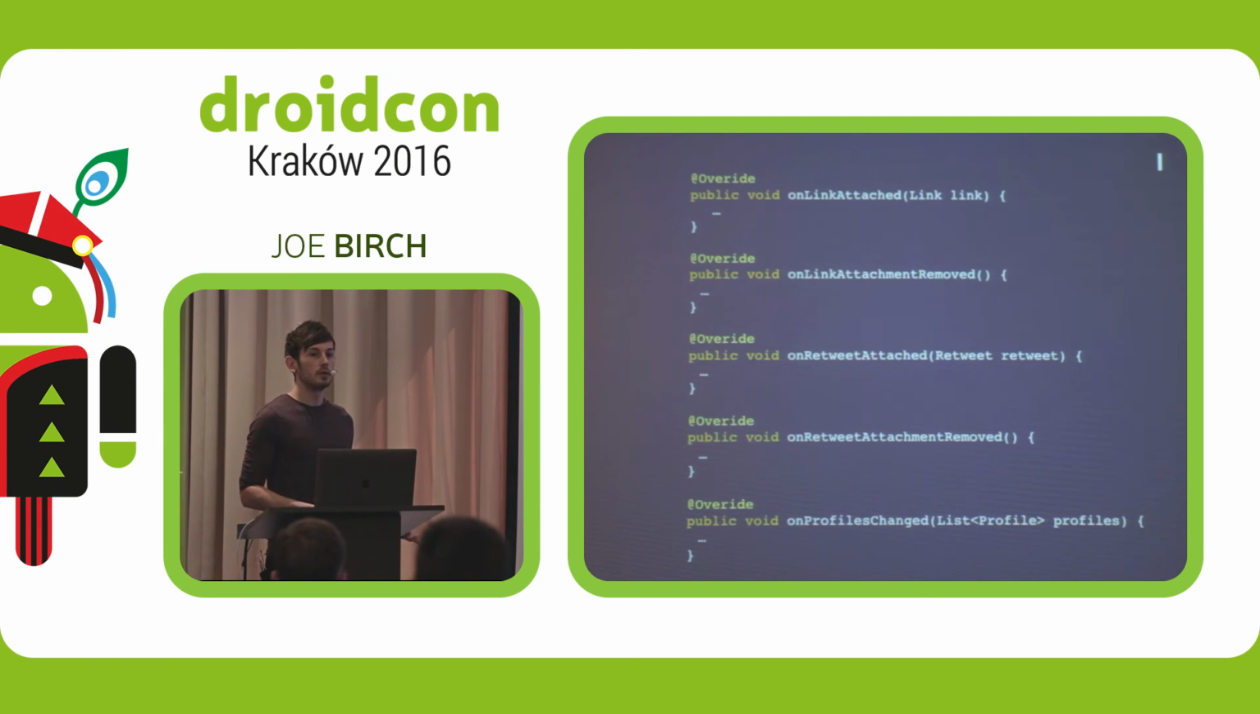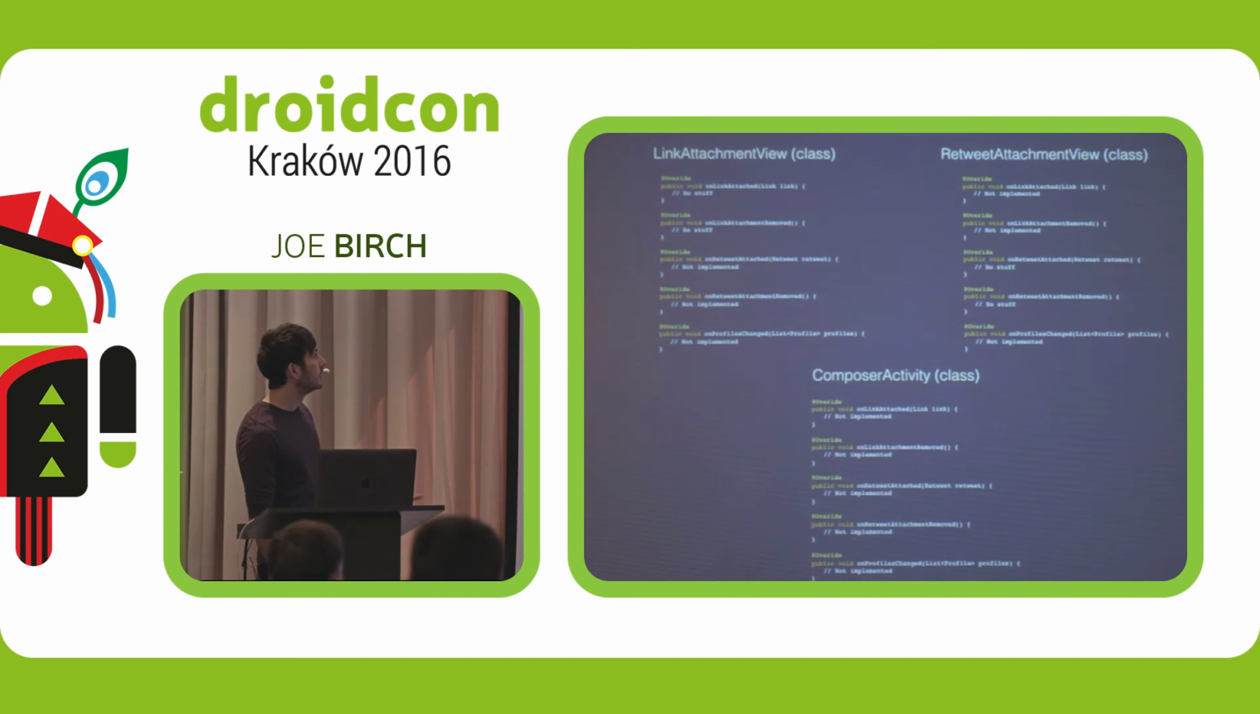And I'm sure we've all used interfaces from either libraries or something that does this, or even from the Android framework itself, where we have methods that we don't want to use. And if we have this in our class, then, for example, like I said, we have this link attachment view where we only use the top two, and the retweet attachment view where we only use the third and the fourth one. And yeah, it felt quite good getting rid of that.